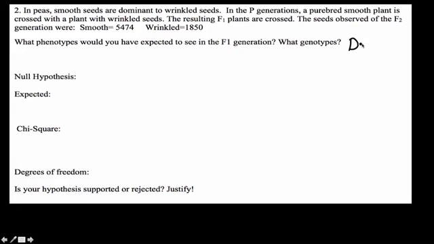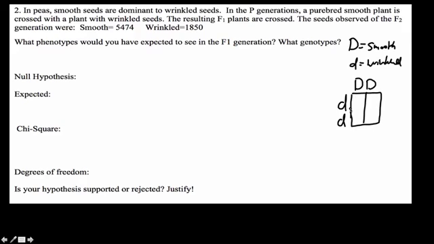So capital D will equal smooth, lowercase d will equal wrinkled, and we know that in the parental generation, the starting generation, there was one smooth plant crossed with a wrinkled plant, and the only way it'd be wrinkled is little d, little d. So if we do a Punnett square for that, we get big D, little d, big D, little d, big D, little d, and big D, little d.